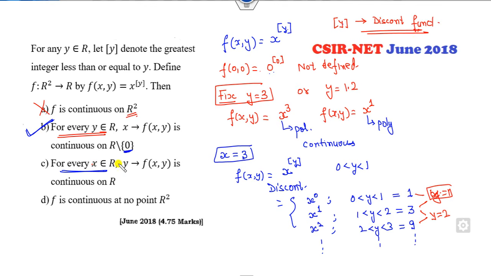So for every y, x, the option that this function is continuous is the wrong option. F is continuous at no point, that's a wrong option because we already said f is continuous for all points on R for the fixed value of y. So this option is cancelled. B is the right answer of the problem.